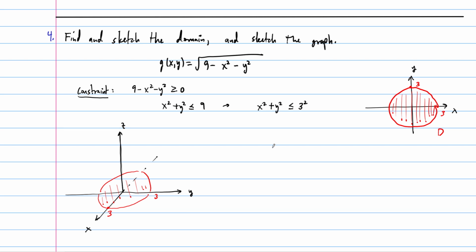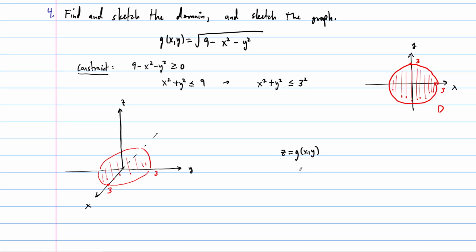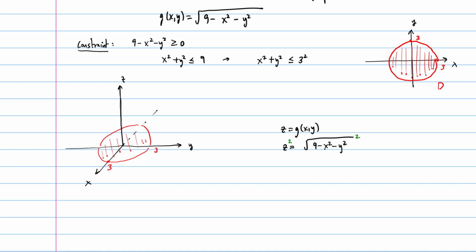Well, to do that, we can remember the way that the graph is defined is that it's all the points for which z equals g of xy. The height is equal to the output of the function. Well, we can write this then as z is equal to the square root of 9 minus x squared minus y squared. And z is positive in this case because the square root is positive. If we square both sides, we can write this as z squared equals 9 minus x squared minus y squared, and then maybe just remind ourselves that z is non-negative.